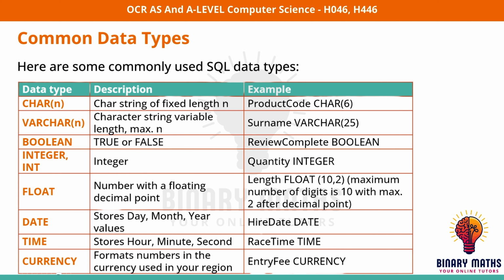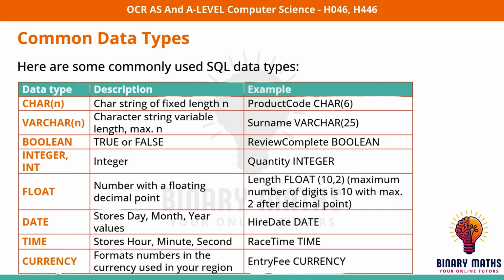Now that we've created a table, let's talk about the different data types you can use in SQL. Data types define what kind of data a column can hold. On your screen, you can see some examples of commonly used SQL data types. Char versus varchar. Char is fixed length, so if you define a char with 5, it will always use 5 characters, even if the data is shorter. Varchar is variable length, so it only uses as much space as needed.